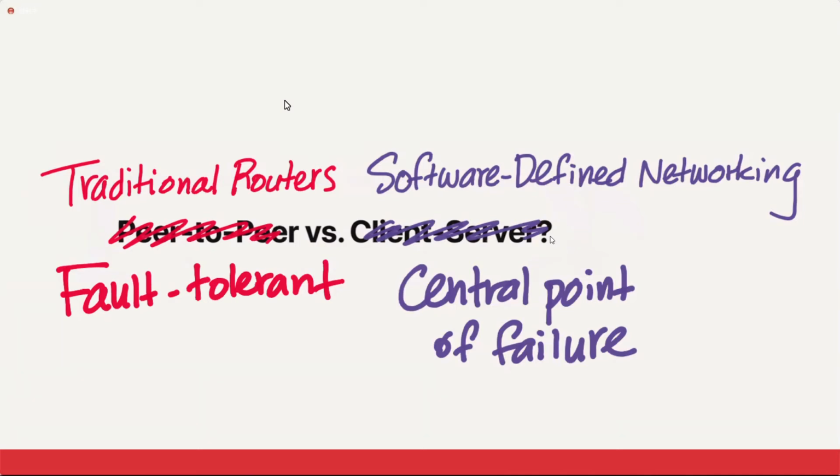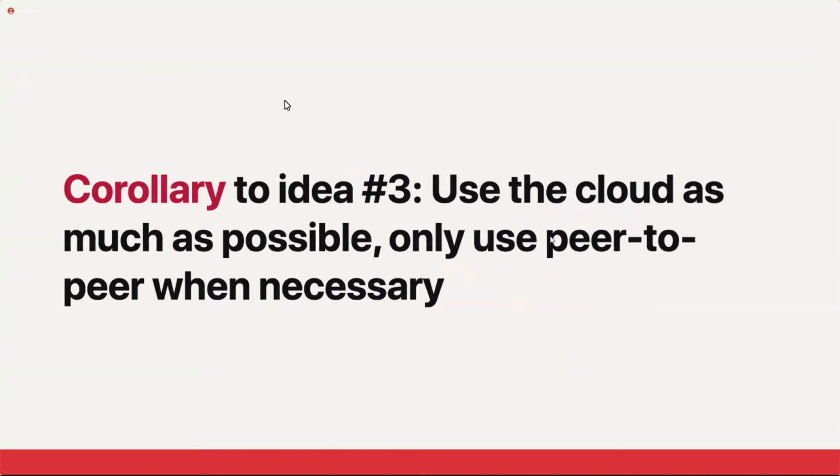So that is idea number 3. The idea number 3 is we use tree hierarchies and try to limit our use of peer-to-peer or leaf-to-leaf communication in these hierarchies to the special cases where we do require fault tolerance. So a corollary to idea number 3 is to use the cloud as much as possible and only use peer-to-peer when it is absolutely necessary. So that is idea number 3.